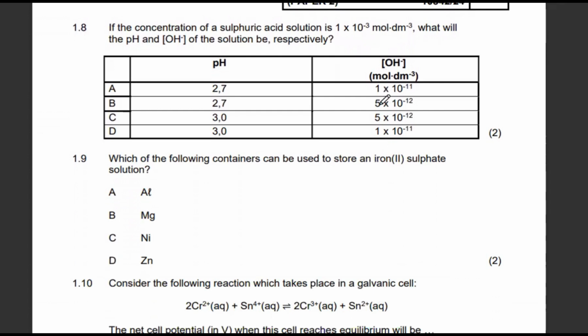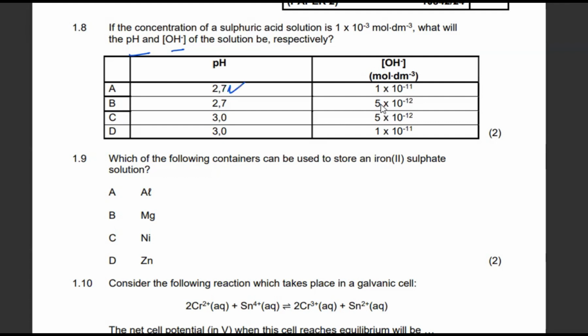1.8, if the concentration of sulfuric acid is 1 to the exponent of -3 moles per decimeter cubed, what will be the pH and pOH of the solution respectively? If you look at this, you'll find out that when you do the calculation, you put it in the calculator, the pH. Remember, the pH is negative log of the hydrogen concentration.